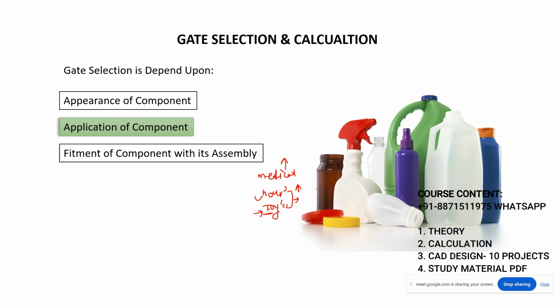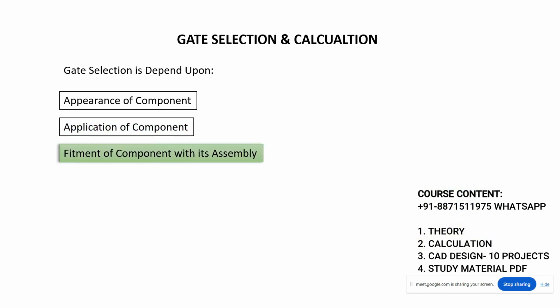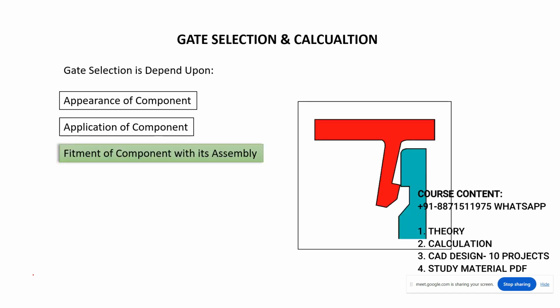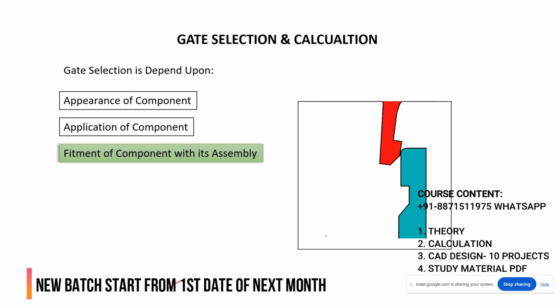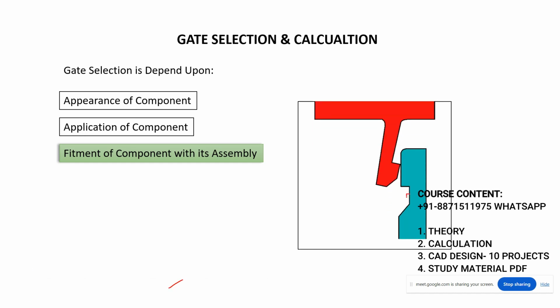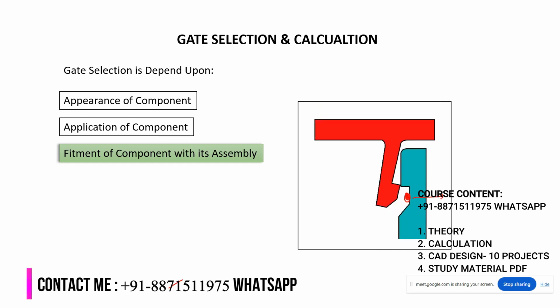Okay, understood. So depending upon the uses, where the component is used, right? Now fitment of the component with its assembly. For example, if you are preparing a plastic component like this, see here, in this component, for example, and you are giving the gate position in this position, what problem will occur here? Tell me. What will be the problem?